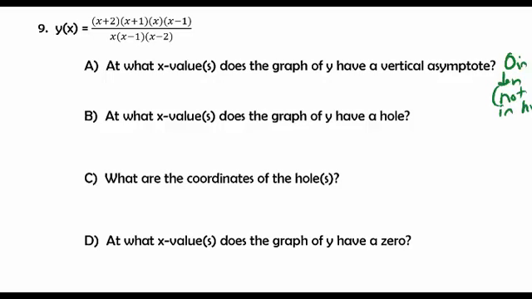So that's going to happen, let's see. If x is 0, you'd have 0 in both. If x is 1, you'd have a 0 in both. X equals 2 would be the only situation where you'd have a 0 in the bottom, but not in the top.